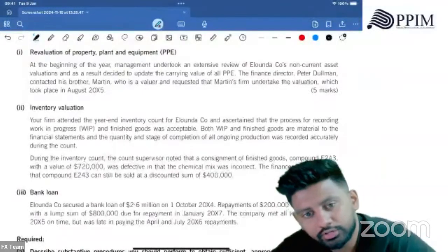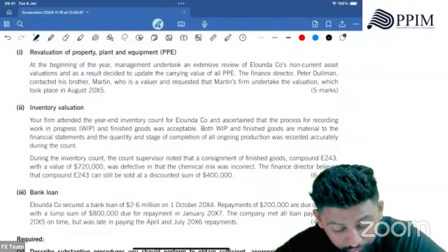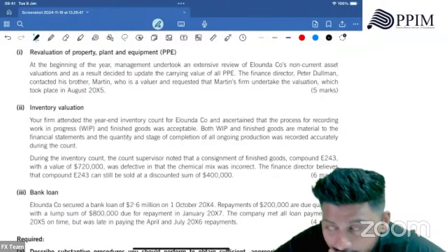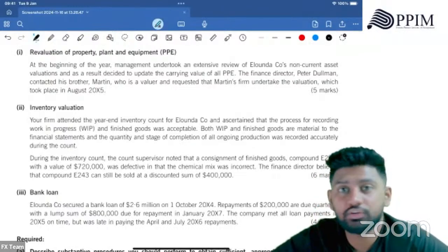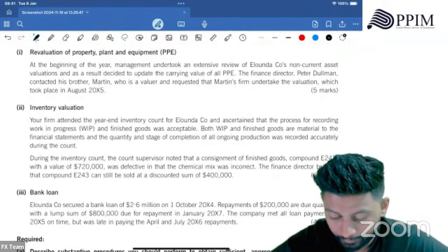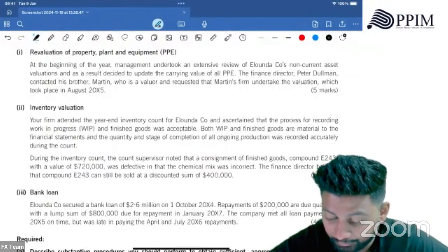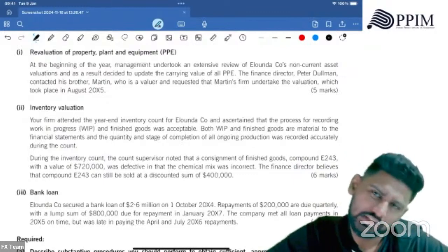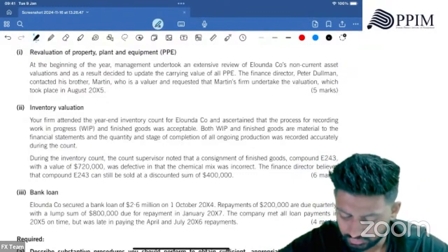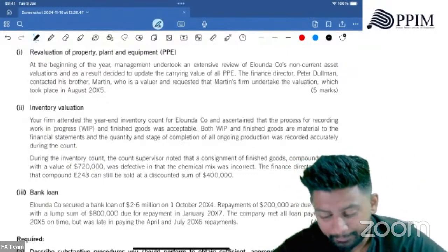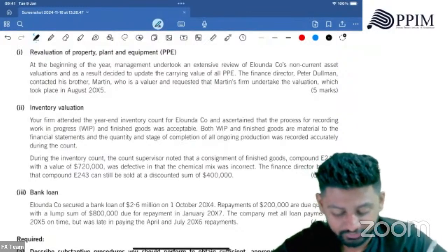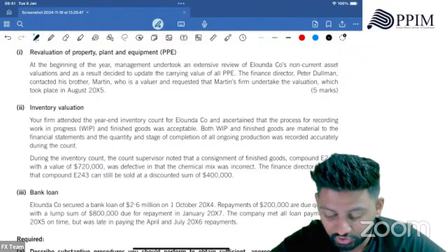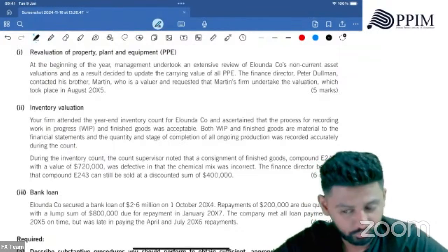Okay. So let's get back. Your firm attended the year-end inventory count for L&D Co. So that means you have already gone for the inventory count. Inventory count is done, and you ascertained that the process for recording work in progress and finished goods was acceptable. So you're happy. Both WIP and finished goods are material to the financial statements, and the quantity and the stage of completion of all ongoing production was recorded accurately during the count.